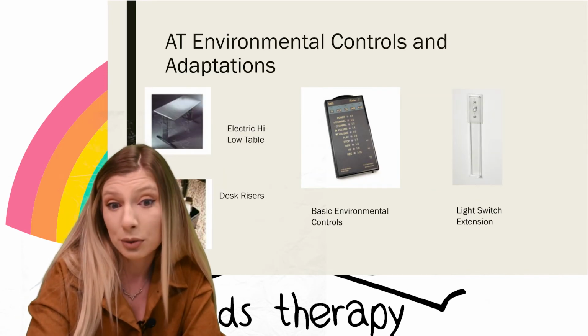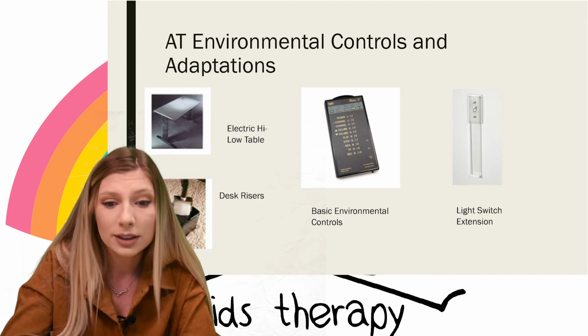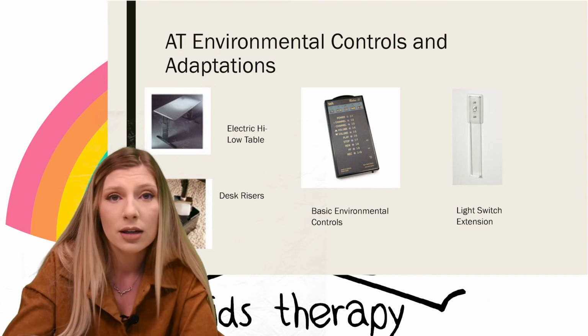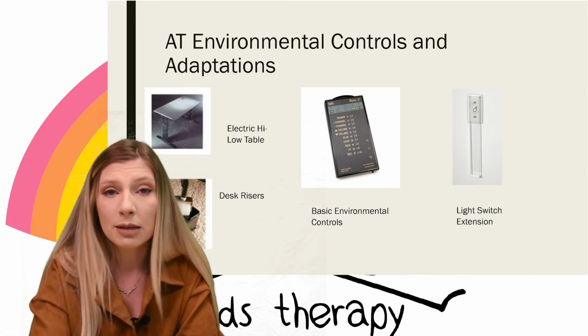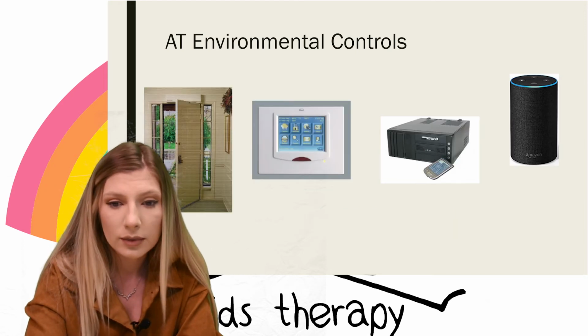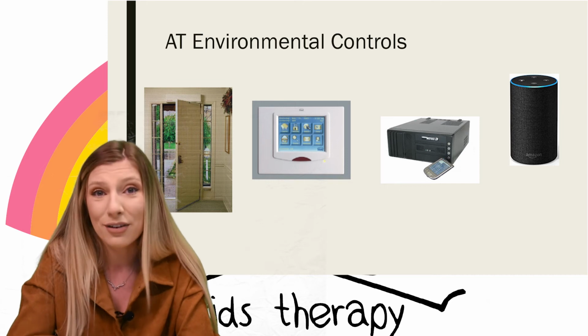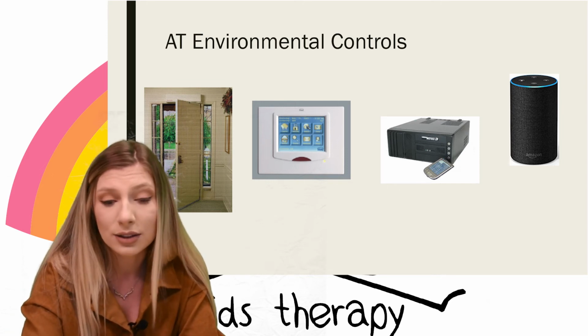More on the OT perspective is environmental controls and adaptations, high-low tables, desk risers, light switch extensions, those kinds of things just to make kids be able to access their environment more easily. Some of these things can be very difficult for some of our children. Alexa. How many of us have Alexa in our homes? I know I do. It makes my life significantly easier. We can teach our kids that they can access those things as well.